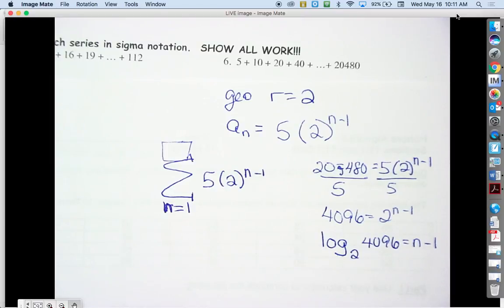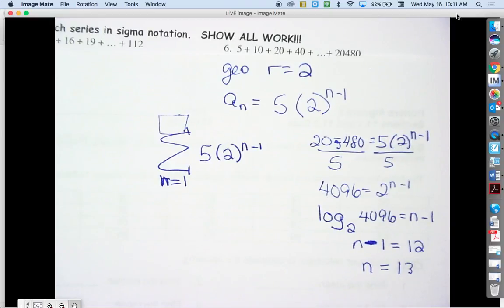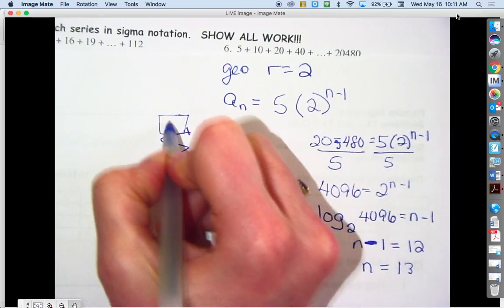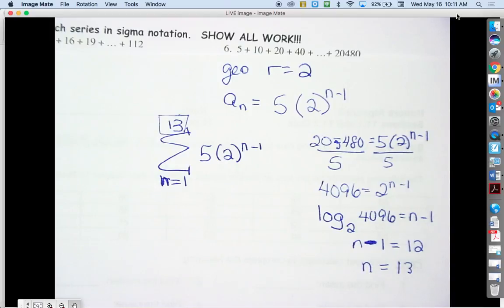2 to the 12 equals 2 to the n minus 1. So you said 12. So then the number of terms is 13. Awesome. So 2 to the 12th power would be equal to n minus 1. So that means the number of terms would be 13, and that's how you get the number on the top. Any questions with writing a geometric formula with sigma notation?